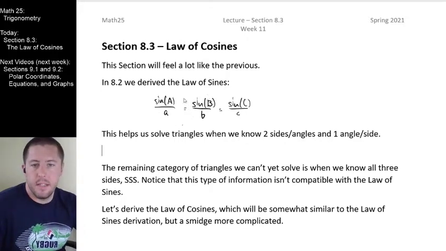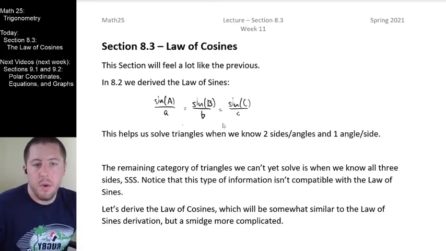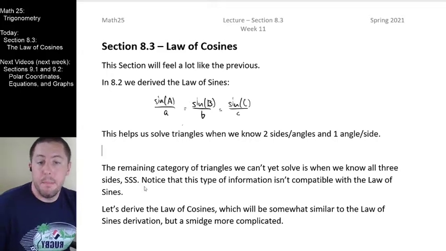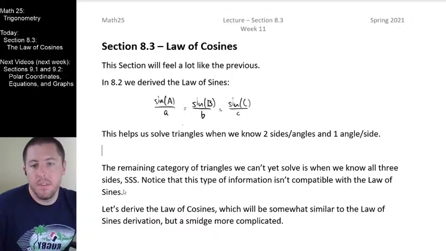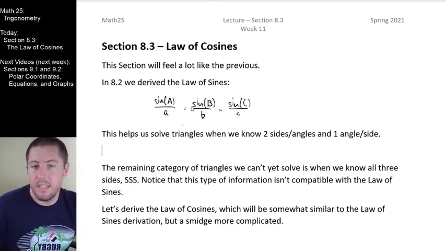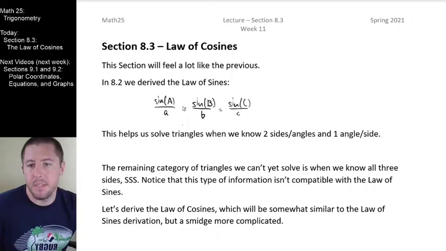Since there are two side lengths and two angles out of your four components, it's always going to help us solve scenarios where we know three out of those four parts, meaning two sides and one angle, or two angles and one side. What that means to me is that the remaining category of non-right triangles that we cannot yet solve are the situations in which we know all three sides. Ignoring the sine of C over C, if you knew all three sides, that's like knowing A and B. But if we don't know at least one of the angles, then it seems like we can't use the law of sines to decide what the three angles should be.